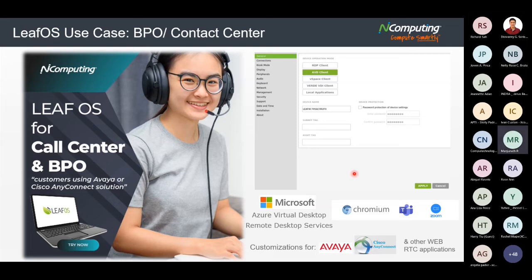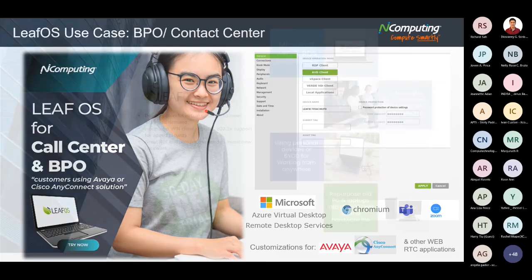Just to share, we have one customer in the Visayas area and Mindanao area, wherein they have a requirement of running a soft phone, an open source soft phone. We are now in the process of integrating that soft phone application in the Leaf operating system. So for any need, we're more than happy to collaborate with you and also to discuss further these types of needs.